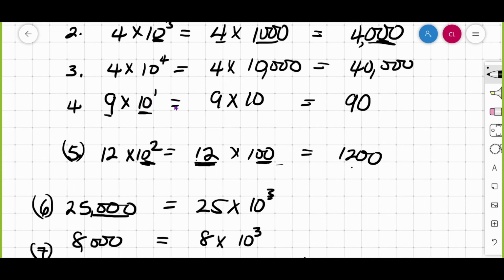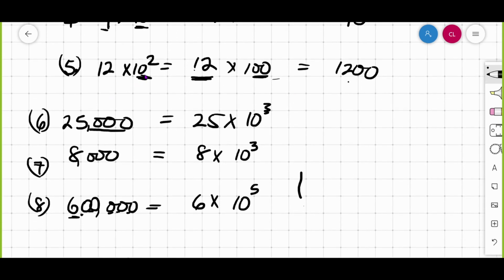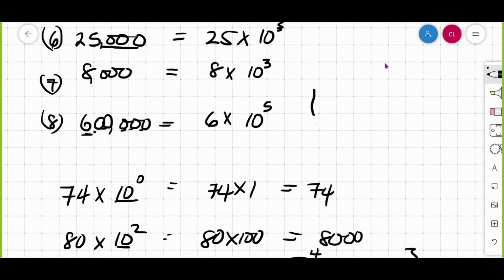All right. Number 4, 9 times 10 to the first. 10 to the first is 10. So 9 times 10 would be 90. All right. Number 5, we have 12 times 10 to the second power, or 10 squared. Now 10 squared is the same as 100. So 12 times 100 would give us 1,200. All right, very good.